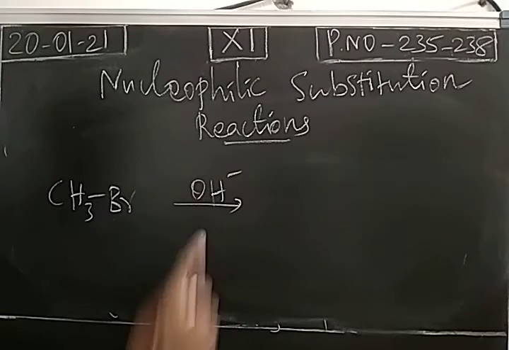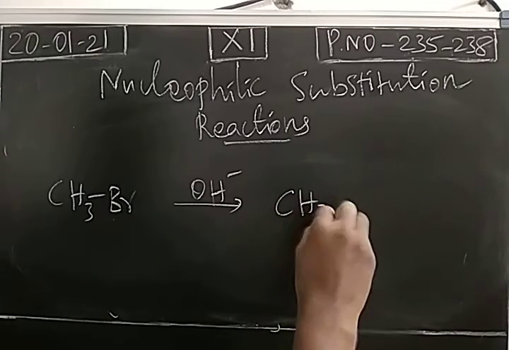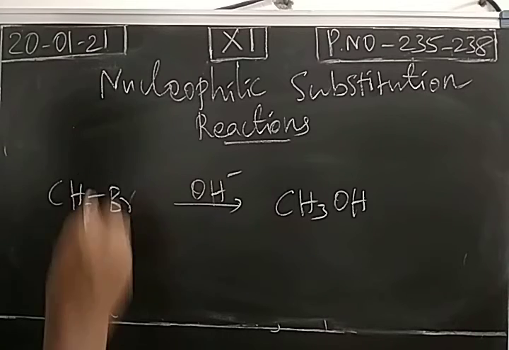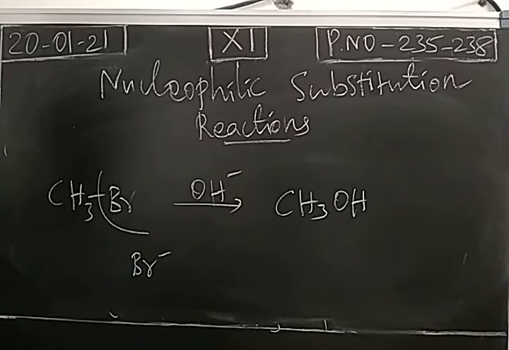we have the attacking species hydroxide ion. It is a nucleophile. And what will be the product? Methanol will be the product. So we already studied: bromine will leave as bromide ion, and this nucleophile will attack the carbon. We get methanol. And now we are going to study the mechanism of the reaction.